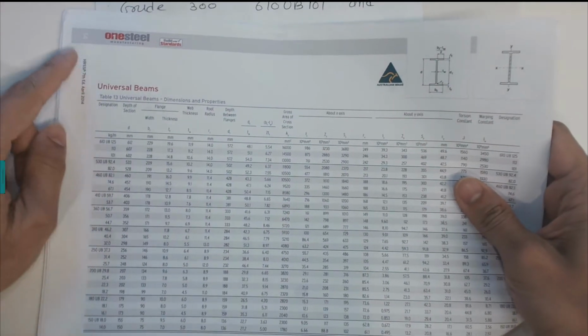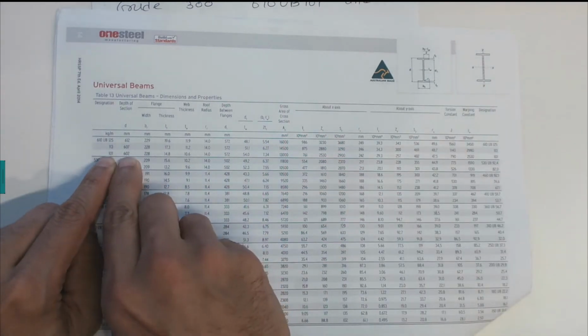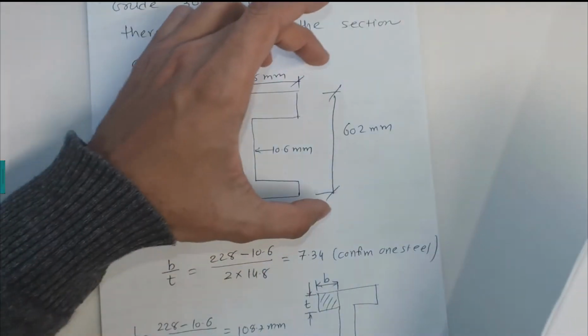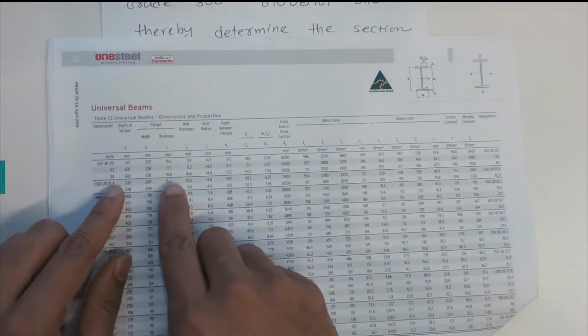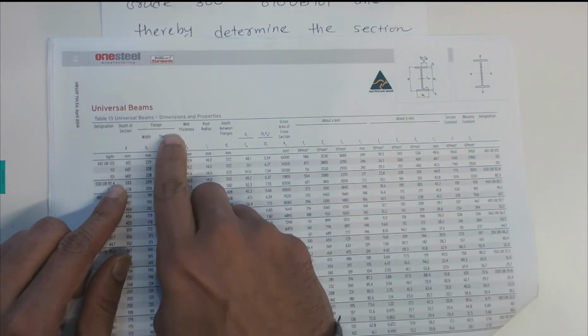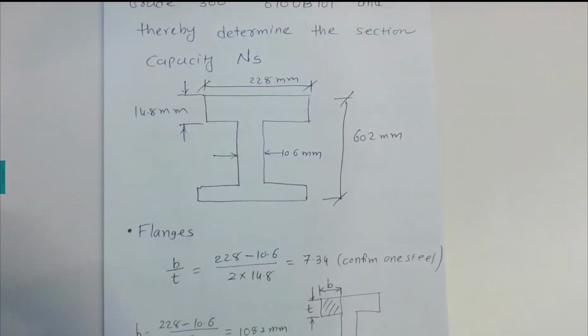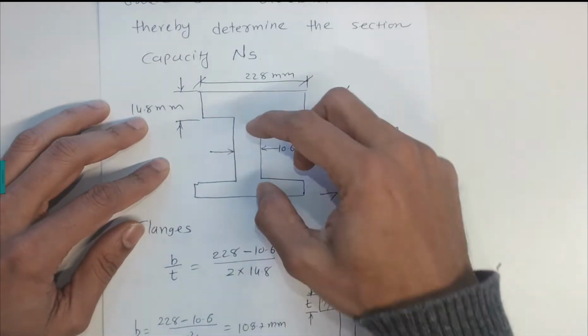On page number 14, in the OneSteel table, for 610 UB 101, the depth of the beam, 602, is given, and the width, 228, is given. The 10.6 and 14.8 are the thickness of the web and the thickness of the flange respectively. That is just noted here in the pictures. This is the flange and this is the web.